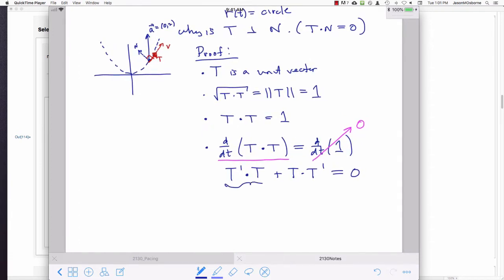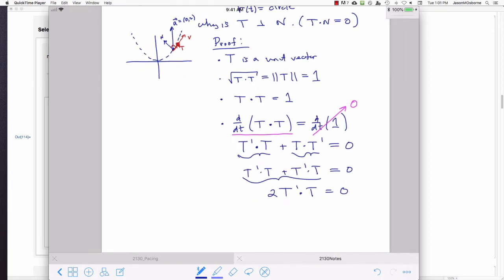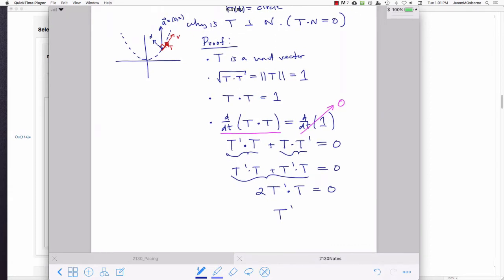But these are the same. Dot product is commutative. So if you reverse the order of the dot product, that will still be 0. Since these are the same now, you'll get 2 of them. 2 times t prime dotted with t will be equal to 0. Divide both sides by 2, still 0.